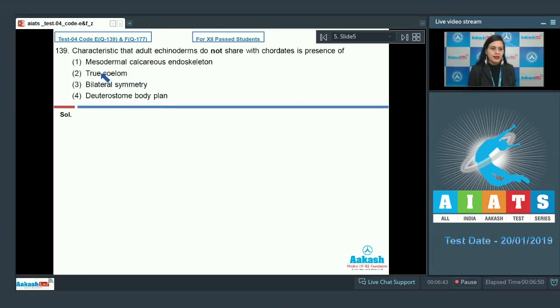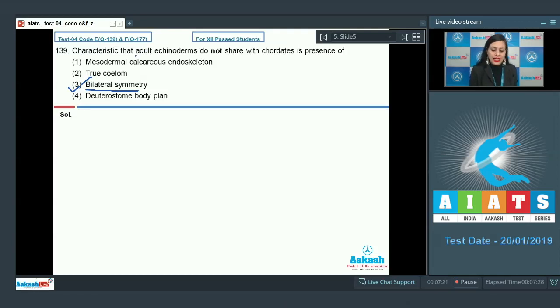Question number 139. Characteristic that adult echinoderms do not share with chordates is presence of. And the options given are mesodermal calcareous endoskeleton, true coelom, bilateral symmetry and deuterostome body plan. And the correct answer to this question is option number 3, which is bilateral symmetry, because it is this bilateral symmetry which is shared by both the larval stage of echinoderms with chordates.